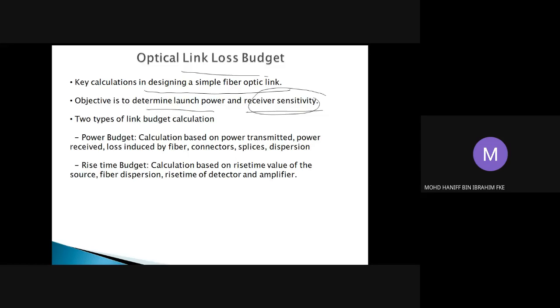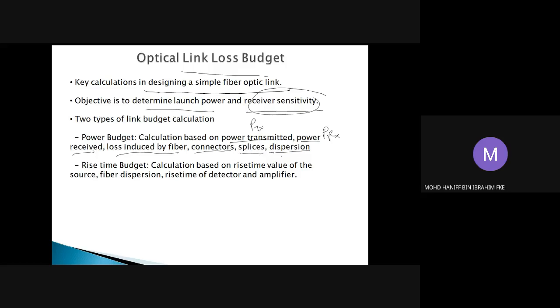There are two types of optical link budget calculation. The first one, which will be covered today, is the calculation of the loss budget or link budget based on the power transmitted, the PTX, and based on the power received, the PRX. Then we need to find out what should be the value of attenuation or loss induced by the fiber itself, the loss induced by the connectors, the loss induced by the splices, and the loss induced by the dispersion.